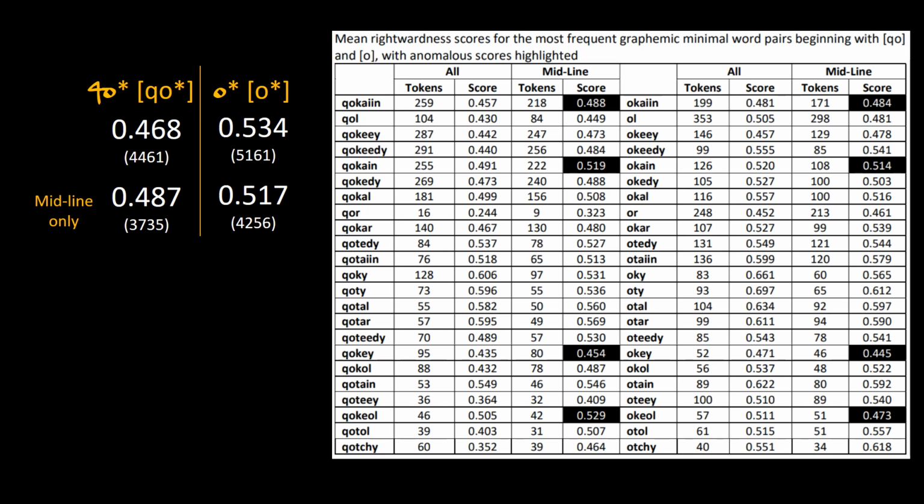If we compare specific word pairs, we again find that the pairs with the highest total token counts conform individually to the same pattern. There are 23 word pairs that alternate between initial QO and O with 100 or more total tokens, and in every one of these cases, the O word scores rightward on average from the QO word. If we limit our analysis to midline words, 19 of these word pairs, roughly 83%, still conform to the same pattern.